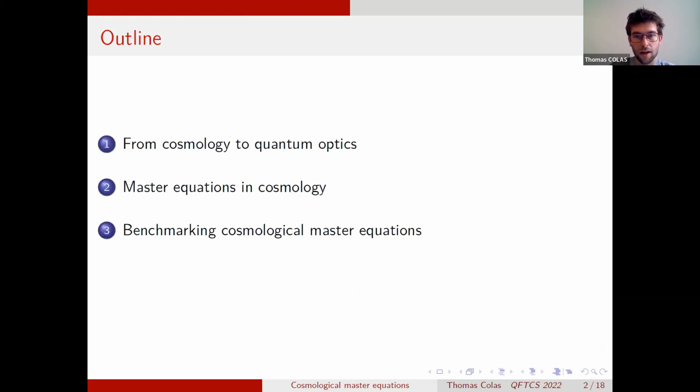I will first try to convince you that tools from quantum optics can be interesting for people doing gravitation and cosmology. Then I will present these so-called master equations. And finally, I will benchmark their efficiency on an exactly solvable cosmological model. Let me stress that these are preliminary results we should publish soon. So please, if you have any comment or question, I'll be extremely happy to discuss. But let's start from the beginning.